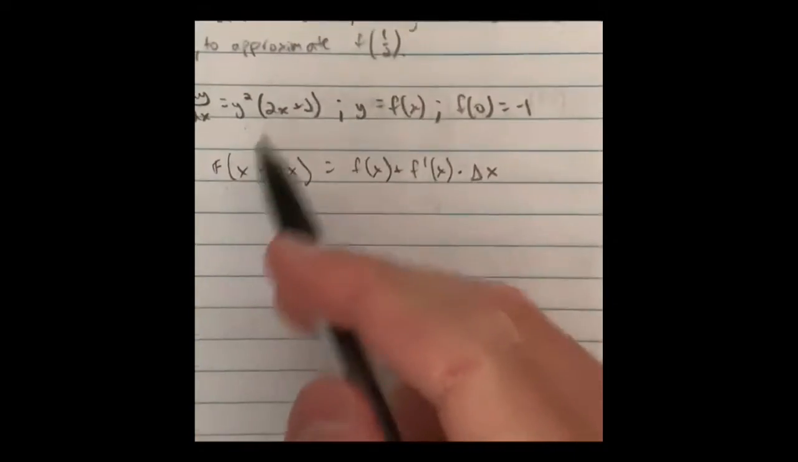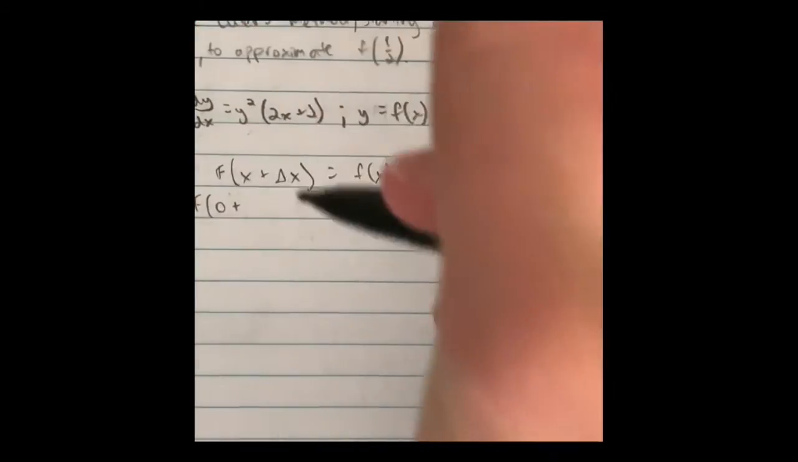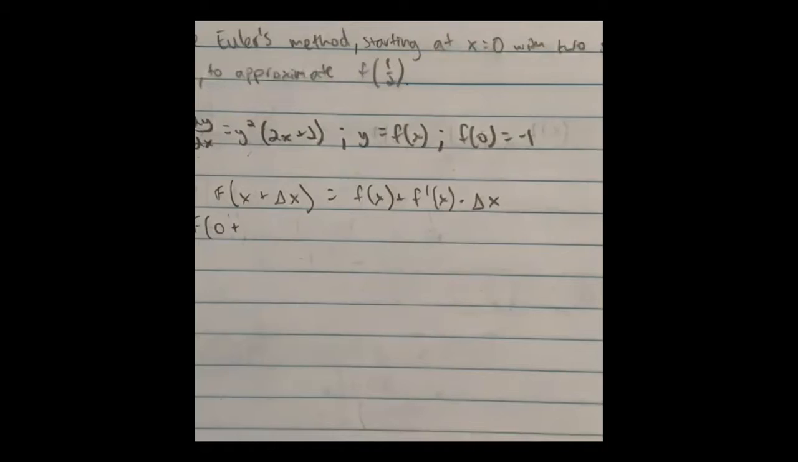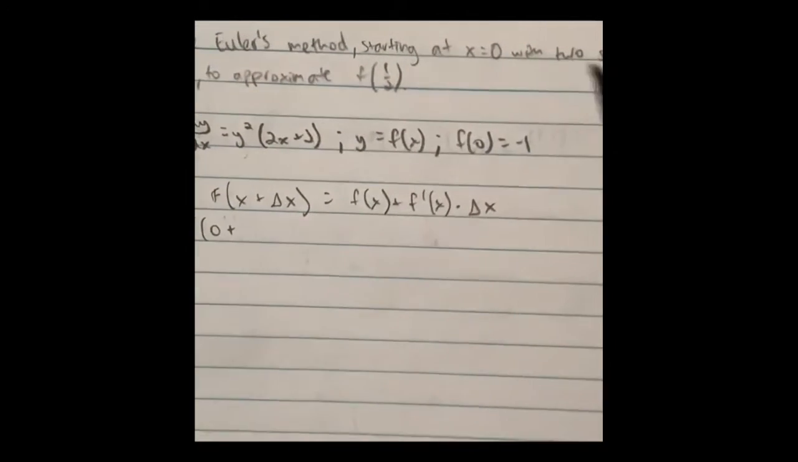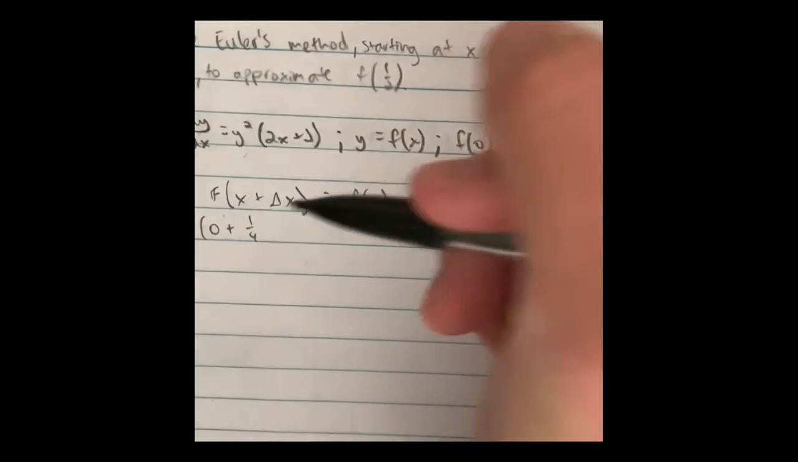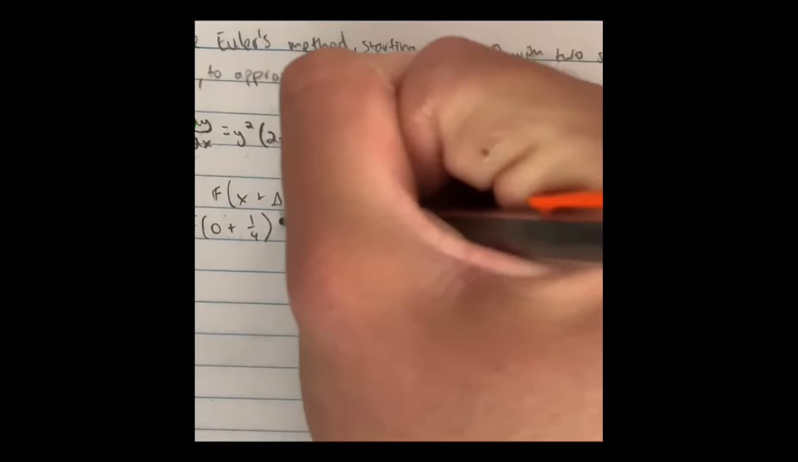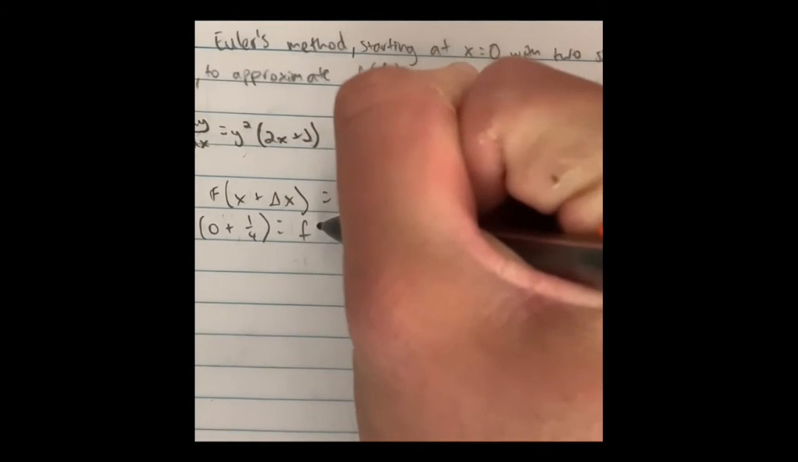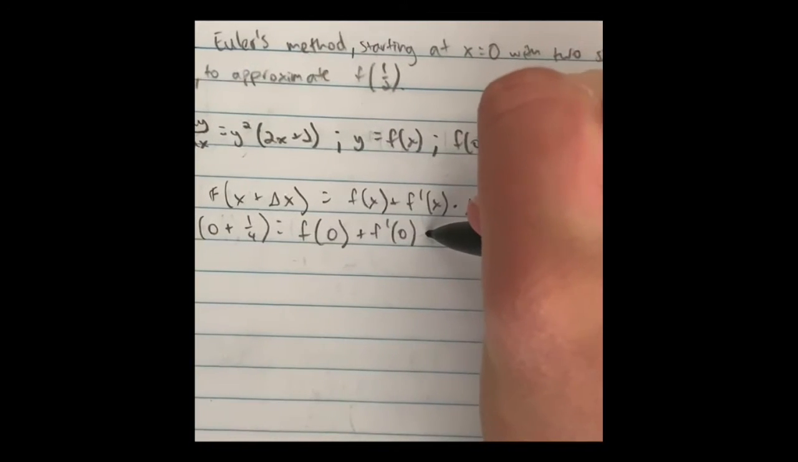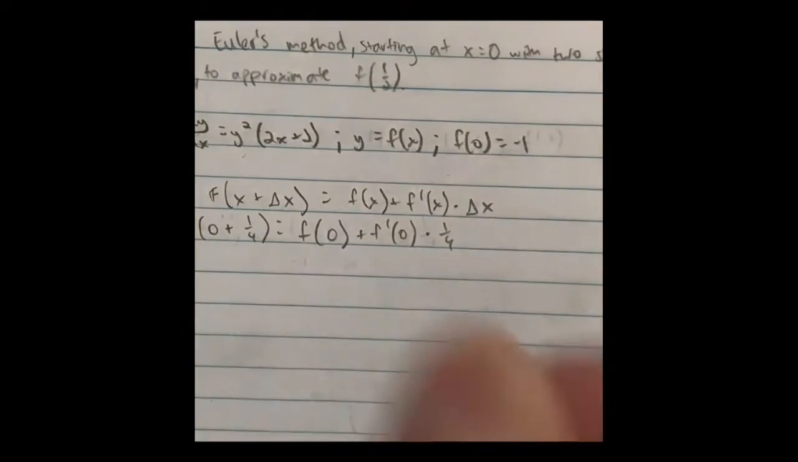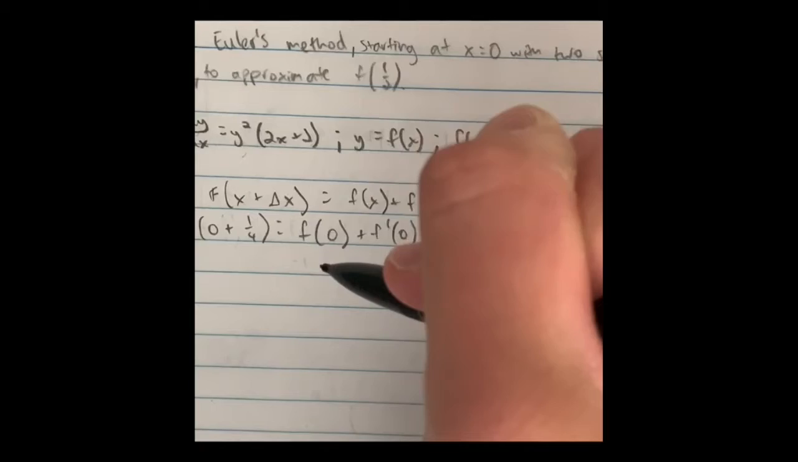So it gives us that x is 0. That's what we want to start with. So f of 0 plus the change in x, and it tells us that to approximate f of 1/2 with 2 equal steps starting at 0, you would use 1/4, because that's 2 equal steps, and that's half of 1/2. And then you would plug in the other numbers. So f of 0 plus f prime of 0 times the change in x, which is just 1/4. And then you would solve it.